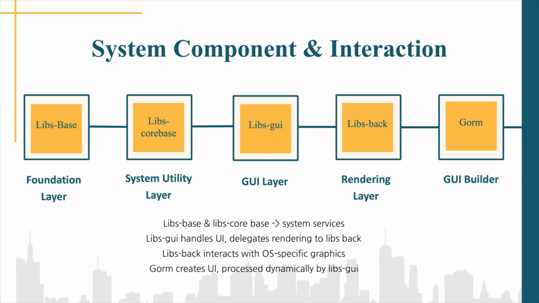Libs-gui depends on libs-base for core functionalities and offloads rendering text to libs-back, while libs-corebase helps optimize system-level interactions to ensure smooth cross-platform performance. This separation of UI logic and rendering is one of the greatest advantages of the GNUstep architecture. It makes it possible for developers not to have to rewrite the code for a new platform. And GORM also offers easy and efficient UI design, which reduces the development time.